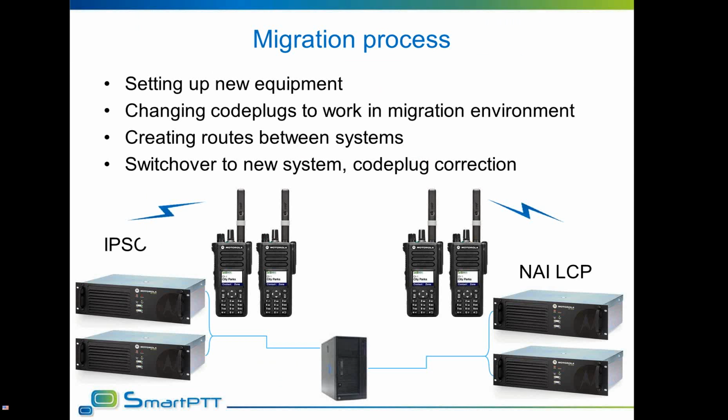Final step is to move all repeaters over to new system, increasing capacity of trunk channels and disabling the routes to old system. Delete obsolete channels and you are done.